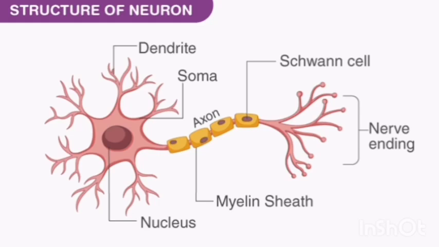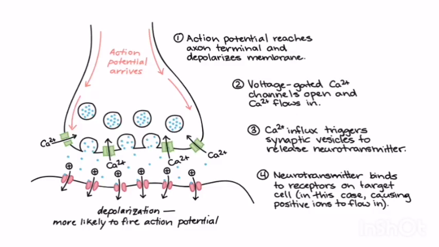How does the signal move? As an electrical impulse. When it reaches the end of the axon, it releases special chemicals into a tiny gap called the synapse. These chemicals cross the gap and start a new electrical impulse in the next neuron's dendrite. This is how information travels, neuron to neuron.